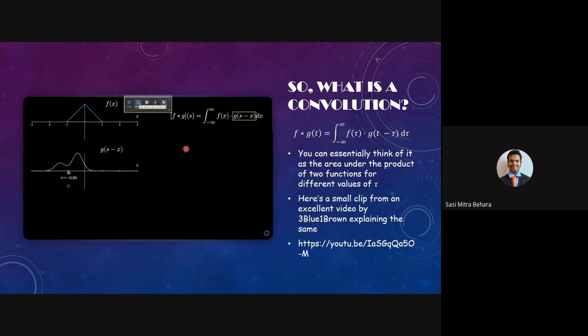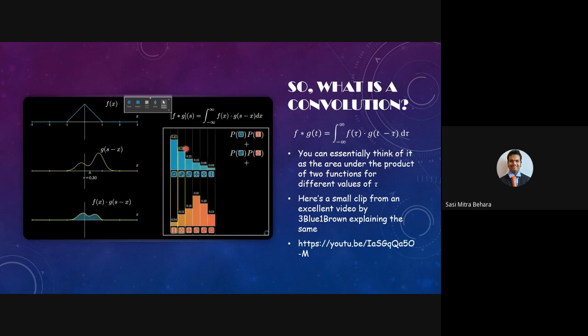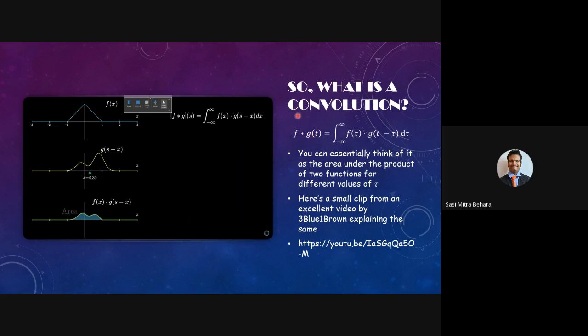So let's think. The next thing we need to discuss is basically a convolution. A convolution is, you can essentially think of it as the area under the product of two functions for different values of tau. It's formally defined with this giant formula, but as you can see in this great animation from 3Blue1Brown, you can imagine it as the area under the third graph, which is the product of the first two, for the different values of s.